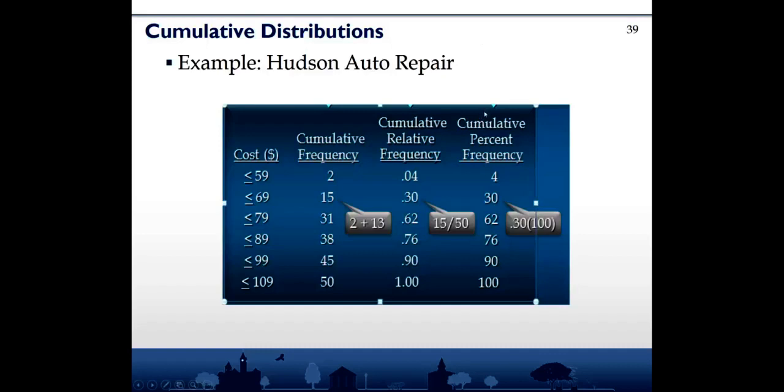This is it. So you can obtain frequency distributions for quantitative data: frequency distribution, relative frequency distribution, percent frequency distribution, cumulative frequency, cumulative relative frequency, and cumulative percent frequency distributions. These are tabular displays for quantitative data.